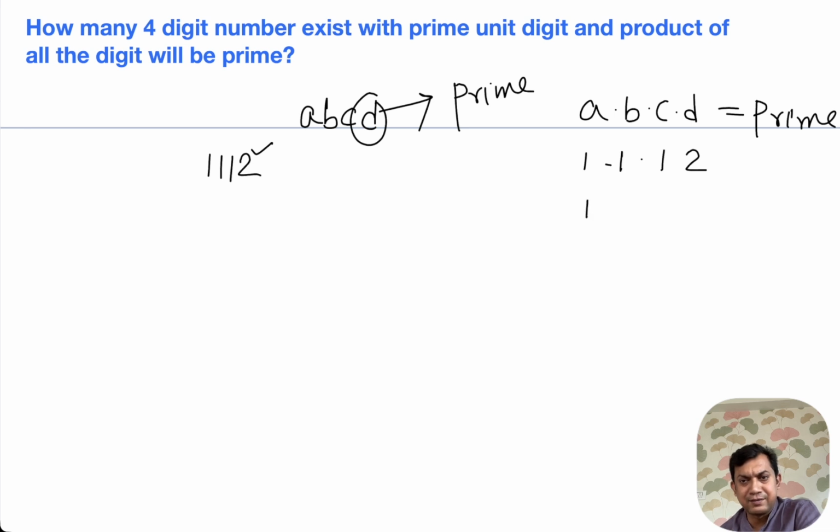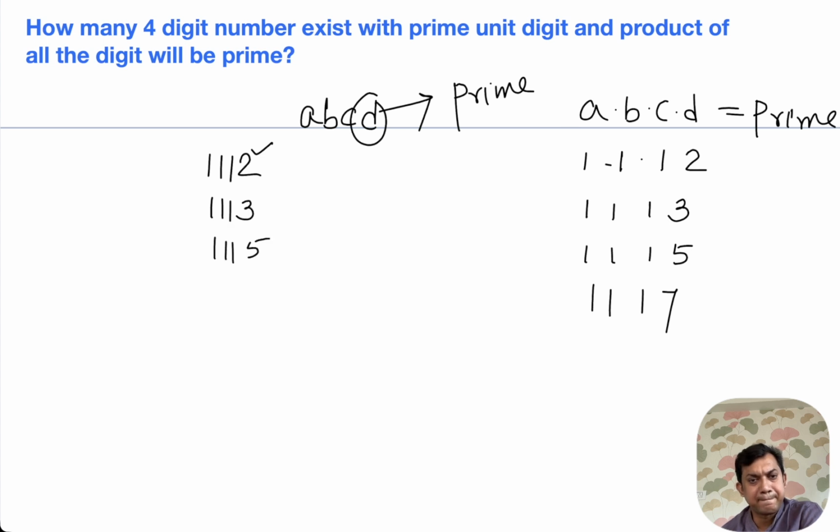Not only that, 1, 1, 1, 3 is also a choice. 1, 1, 1, 5 is also a choice. 1, 1, 1, 7 is also a choice. Because I also want the unit digit to be prime. So how many such cases? Total 4 such cases.